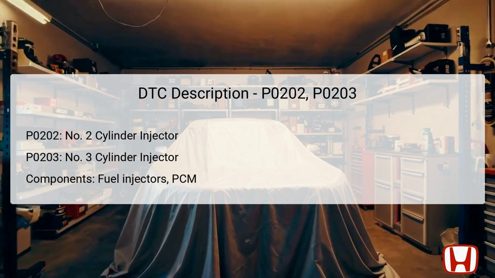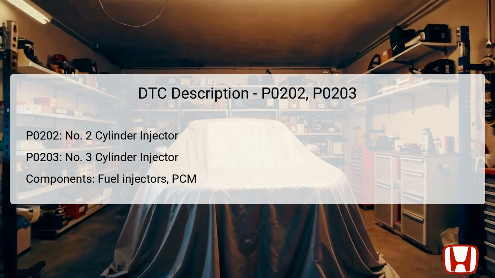DTC P0202 refers to a malfunction in the injector circuit for the number 2 cylinder, while DTC P0203 indicates a similar issue for the number 3 cylinder injector circuit. The fuel injectors are responsible for precisely delivering fuel into the combustion chamber, which is essential for efficient power generation.